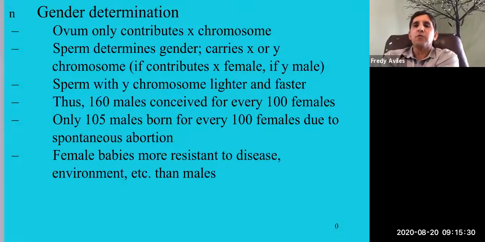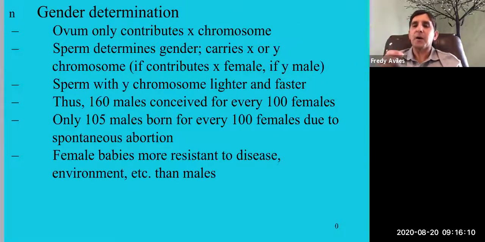As we know, the ovum, the female gamete, only contributes an X chromosome. The interesting thing is that the sperm the male produces can carry an X chromosome or a Y chromosome. Remember, it carries 23 chromosomes, half of the genetic information to make a human, and the ovum carries the other 23 chromosomes. But remember, the 23rd pair is the one that determines your sex. So the ovum can only contribute an X, and females produce ovum, so women can only contribute an X chromosome.